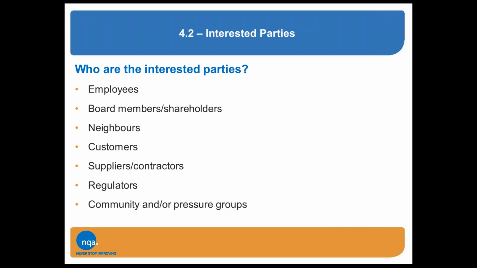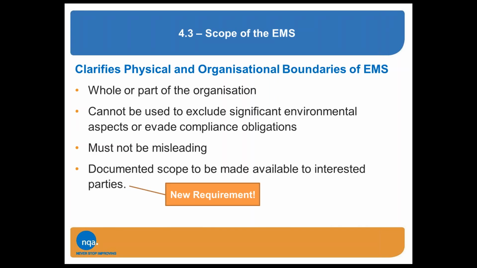So who are they? Employees, board members, shareholders, neighbours, customers, suppliers, contractors, regulators. I could have said almost anybody. And the phrase we tend to use, the phrase I use, is anyone with a legitimate interest in your activities. So that could be a customer, it could be a shareholder, could be Mrs. Smith who lives across the road and wants to hang her washing out on a Monday morning and she needs to know she can do that without getting dirt and soot all over it. Could be as simple as that. So anybody who perceives themselves to either be affected by or have an interest in what your organisation does.